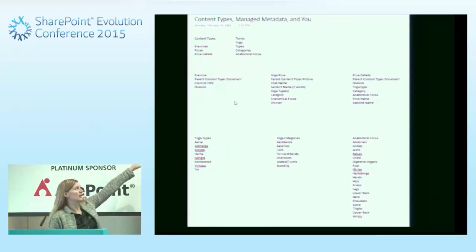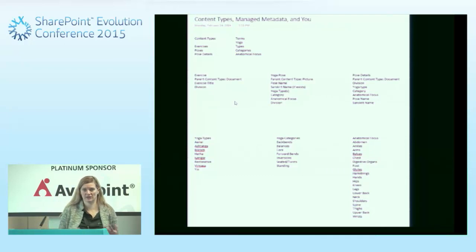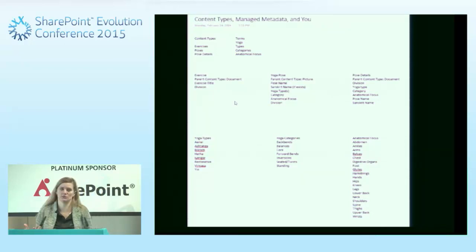But you can see we started out with content types. What are the exercises that we're going to do? What kind of poses are we going to have? We need the details of how we get into and out of that pose. What are some options? What are the things that we can do to modify it for people with disabilities or physical limitations? Then what kind of terms do we need about that? So we're going to start with our main term set of yoga, and then underneath that, the types, the categories, the anatomical focus.